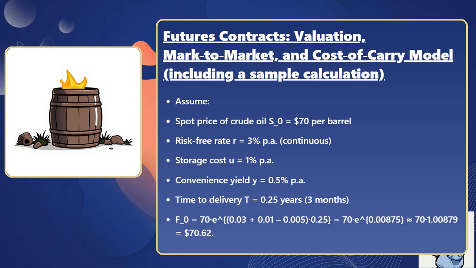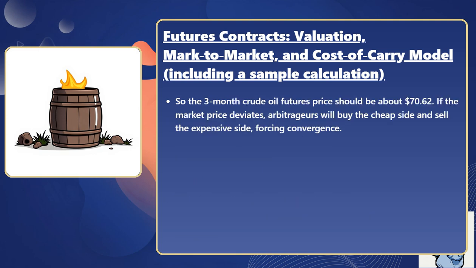F0 equals 70 times e to the power of (0.03 plus 0.01 minus 0.005) times 0.25, which equals 70 times e to the power of 0.00875, approximately 70 times 1.00879, which equals $70.62. So the 3-month crude oil futures price should be about $70.62. If the market price deviates, arbitrageurs will buy the cheap side and sell the expensive side, forcing convergence.